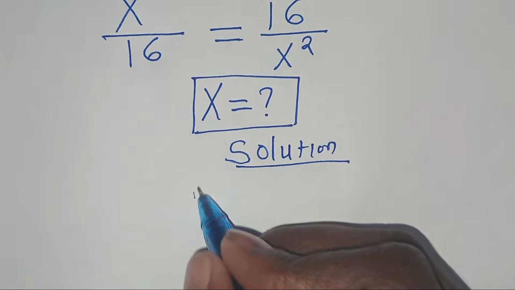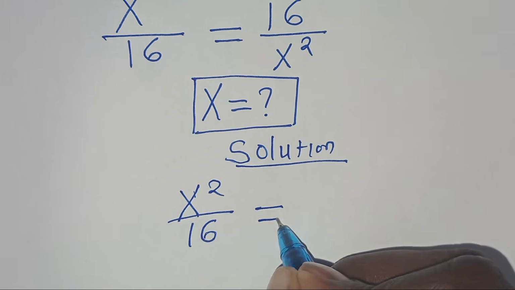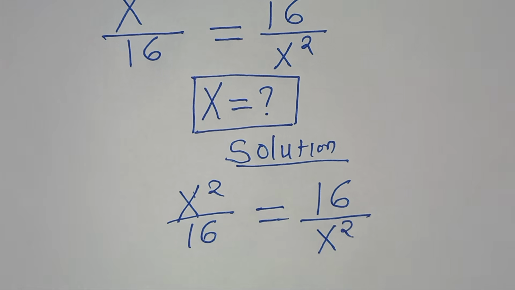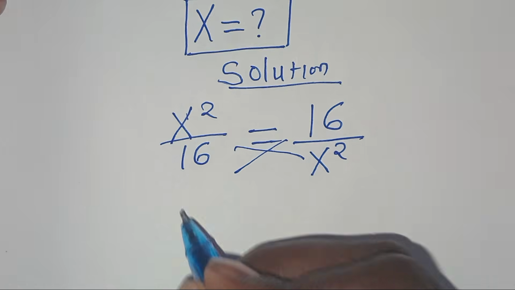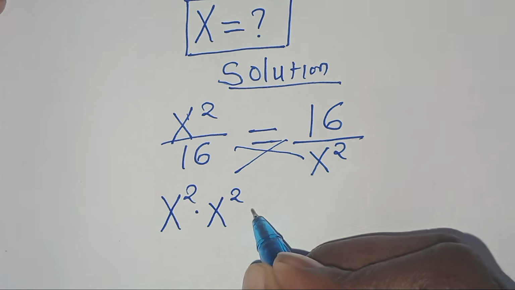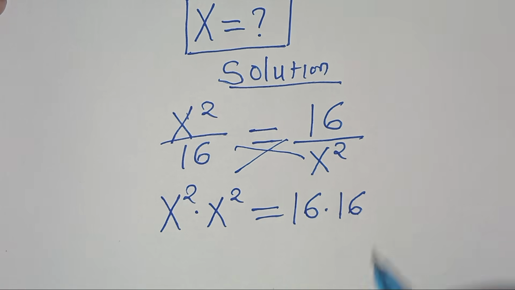So we have x to the power of 2 divided by 16, which is equal to 16 divided by x to the power of 2. So the first step is to cross multiply from here, so that we have x to the power of 2 times x to the power of 2, and this is equal to 16 multiplied by 16.